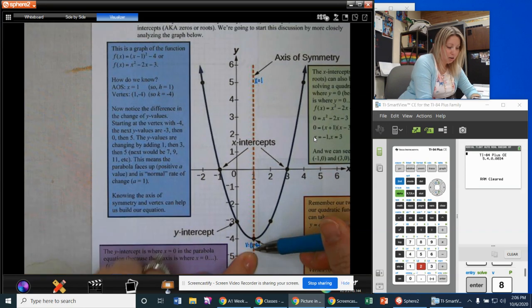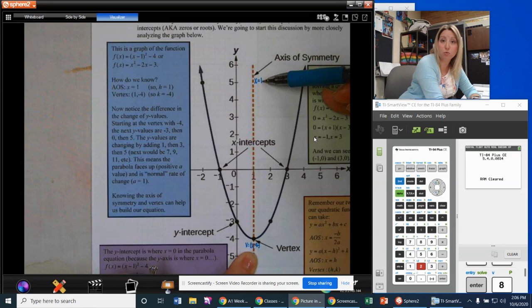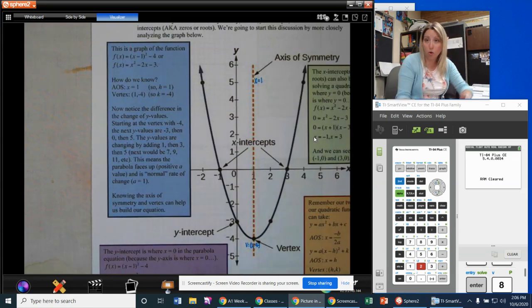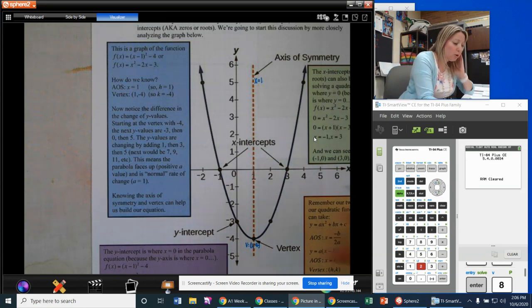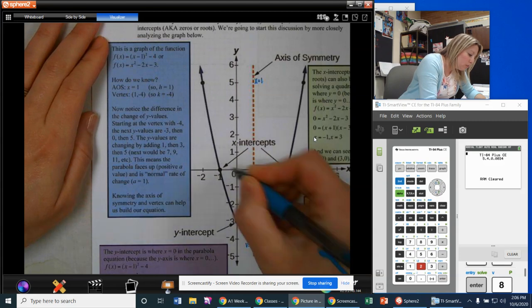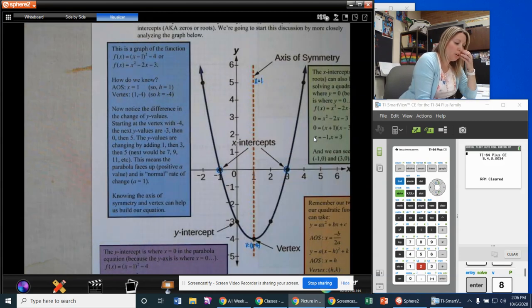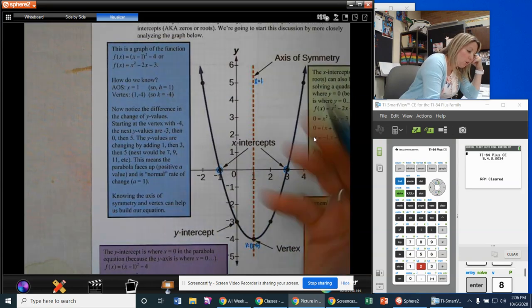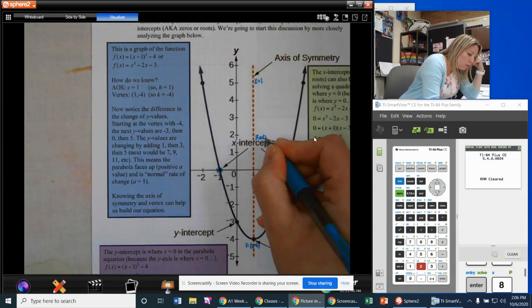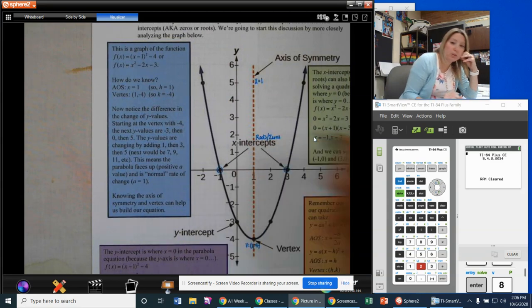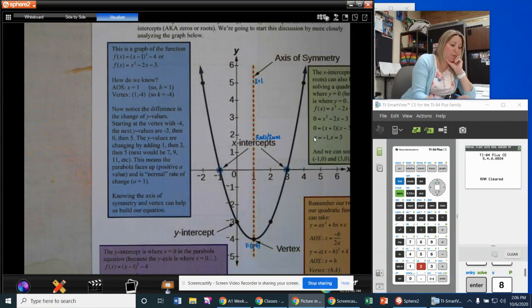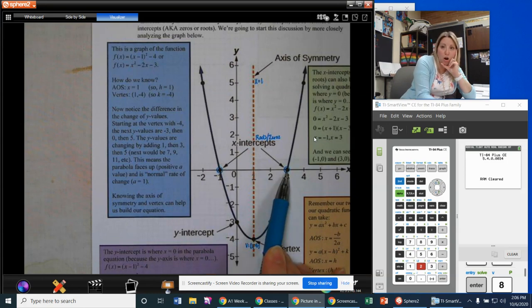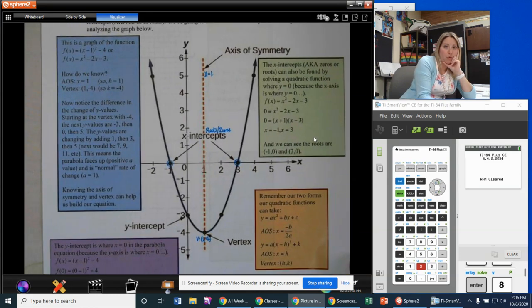Notice the x coordinate of the vertex is the same as the x value in the axis of symmetry, and that's because the vertex is always on the axis of symmetry. These are the roots or the zeros. These are the x-intercepts, if you want to call them that. Zeros, roots, x-intercepts, any of those terms talk about where the parabola crosses or touches the x-axis.